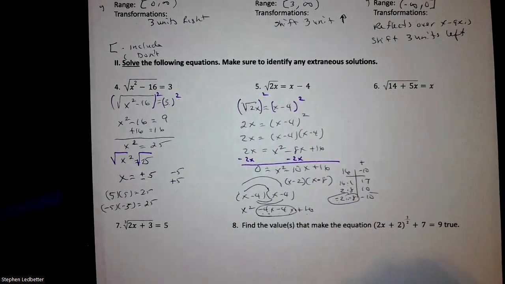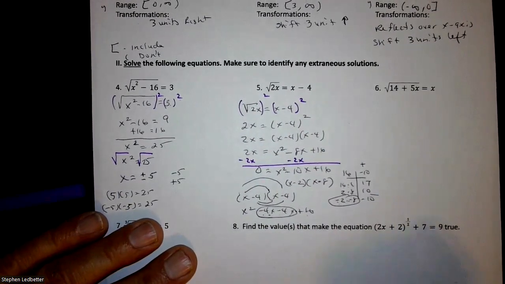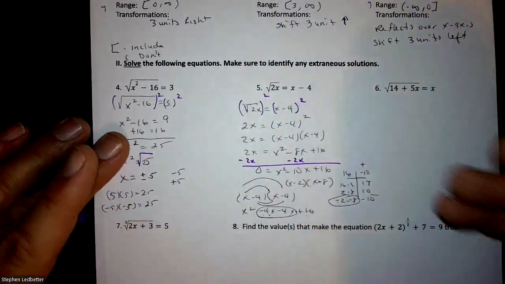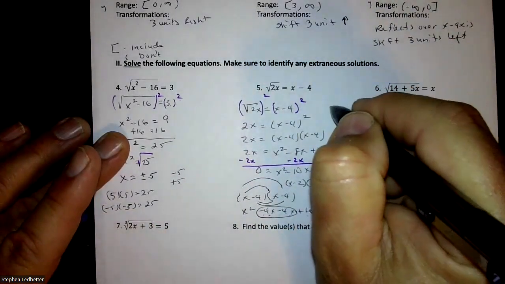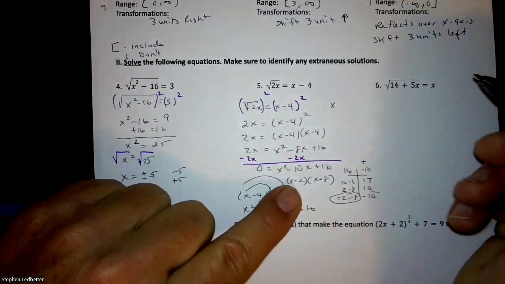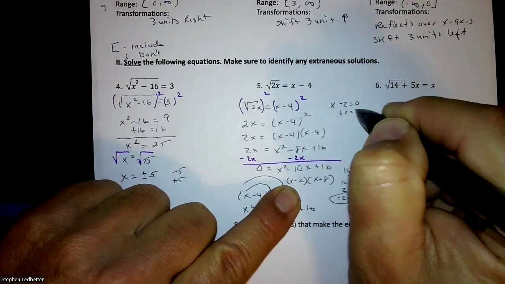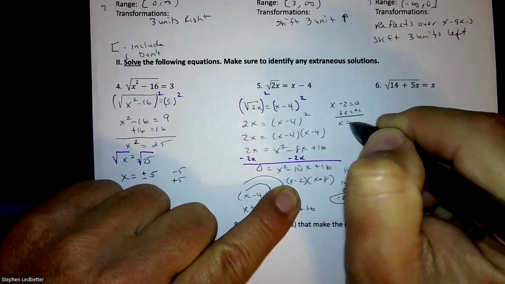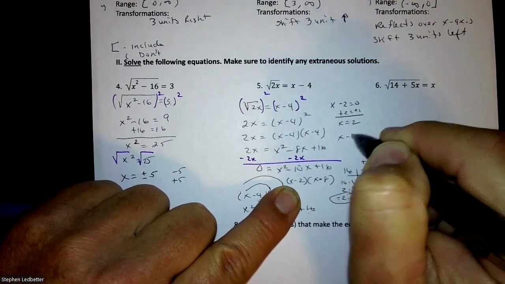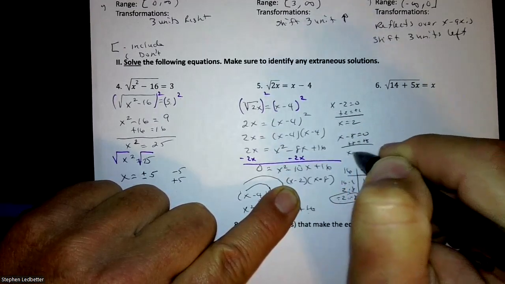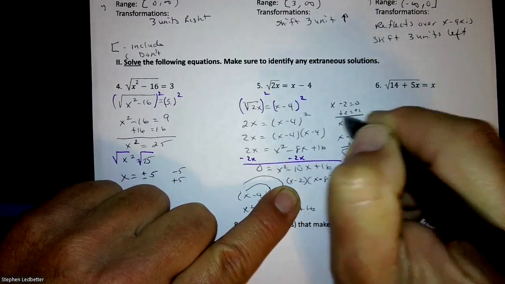Now you've got to set them equal to each other, because they're set equal to 0. I ran out of room, but I'm going to try to do it right here. So if you look right here, x minus 2 equals 0. I add 2 to both sides. I get x equals 2. Then the other one is x minus 8 equals 0. I add 8 to both sides. I get x equals 8. So there's my two roots.